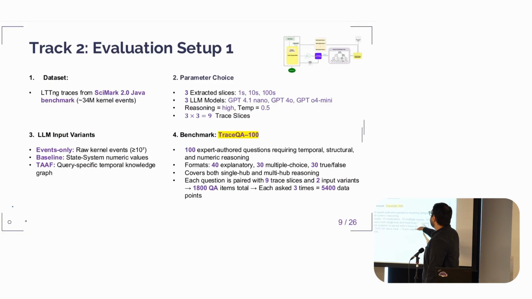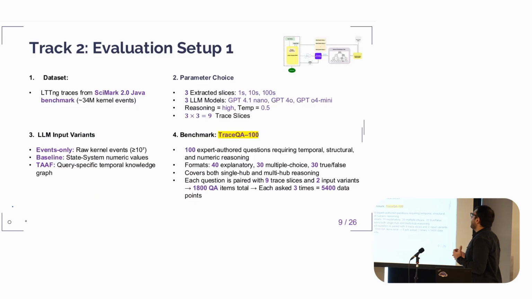So we have 100 questions, 9 pairs of large language model and time window, and 2 different input variants. So overall, it gives us 1,800 Q&A items. And one thing is that if you ask a large language model the same question, it gives you different answers each time. So to account for that stochastic nature, we ask each question 3 times. So overall, we'll have 5,400 data points.